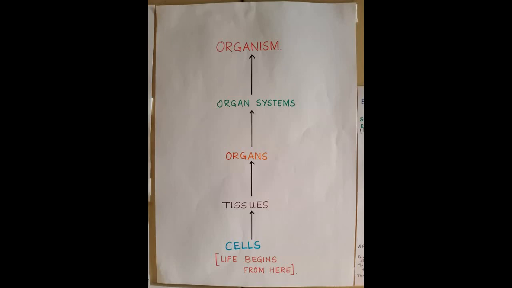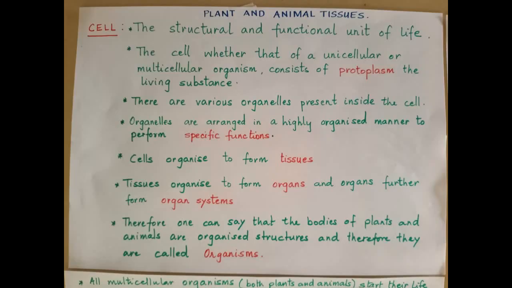Now each of these organs organize in a very highly organized manner to form organ systems. These organ systems finally become an organism. Okay? Now, what is a cell? The structural and functional unit of life is the cell.